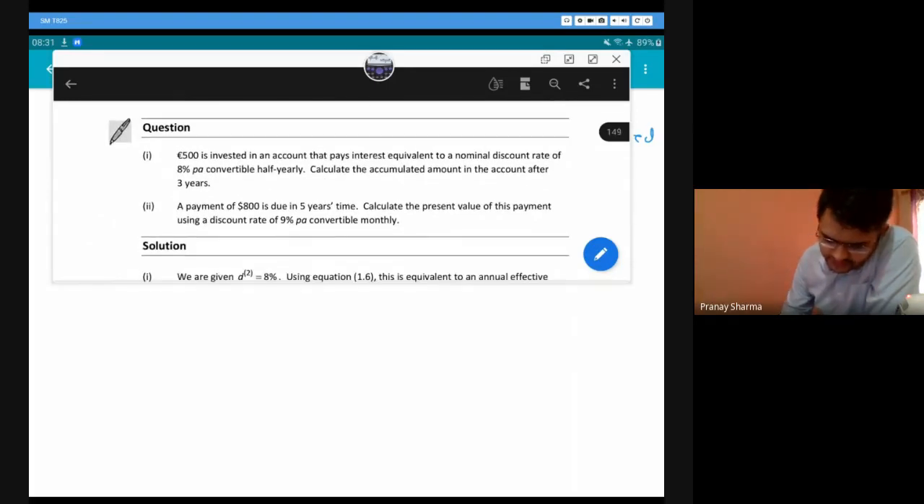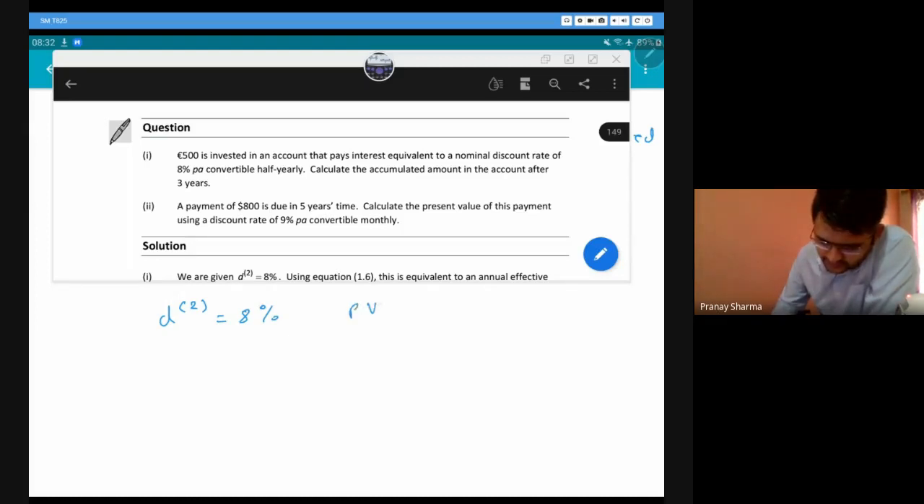Let's do this. The 500 rupees is invested in an account that pays interest equivalent to a nominal discount rate of 8% per annum, convertible half yearly. Calculate the accumulated amount in the account after 3 years. They are saying that our rate of interest is D, payable half yearly, 8% per annum.